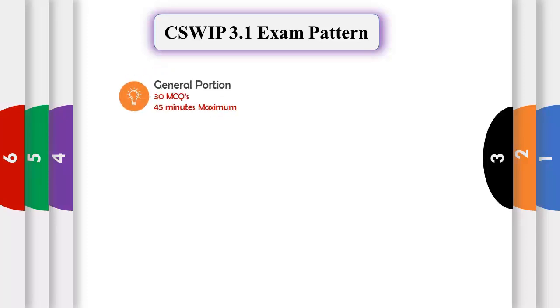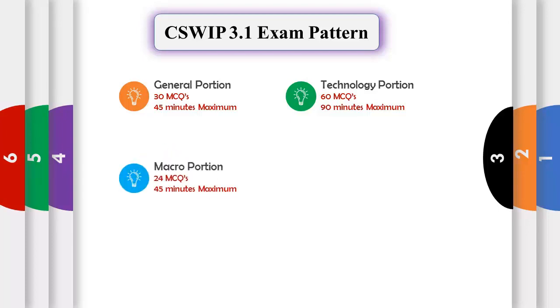When you appear in the exam, the invigilator will give you a general paper, and this portion contains 30 MCQs. The maximum allowed time is 45 minutes, and you have to complete the general paper exam in 45 minutes. After 45 minutes, whether you have completed it or not, the invigilator will take back the general paper and give you the second paper, which is technology. This paper contains 60 MCQs. It is also a theoretical paper, and the maximum allowed time is 90 minutes. You have to complete the technology paper exam in 90 minutes. After 90 minutes, whether you have completed it or not, the invigilator will take back the technology paper and give you the third paper, which is macro.